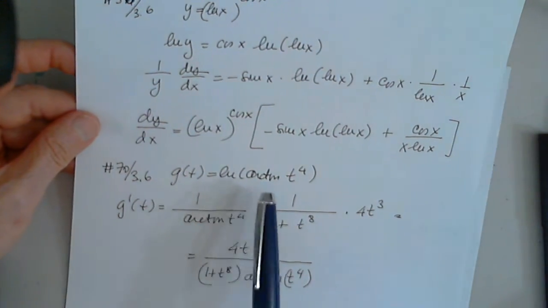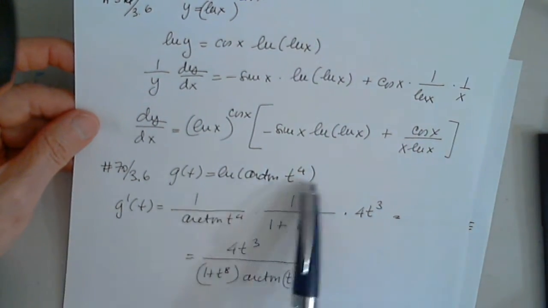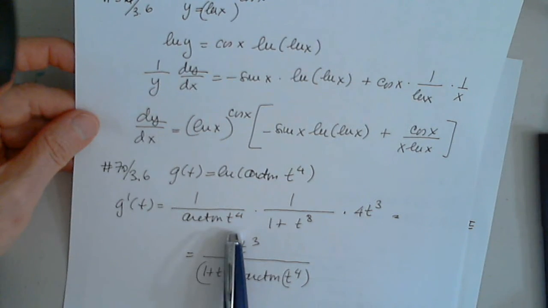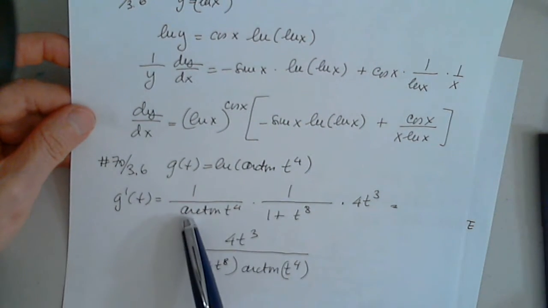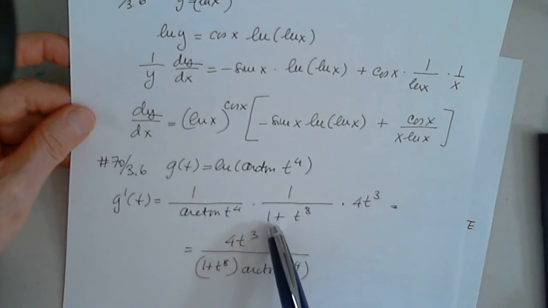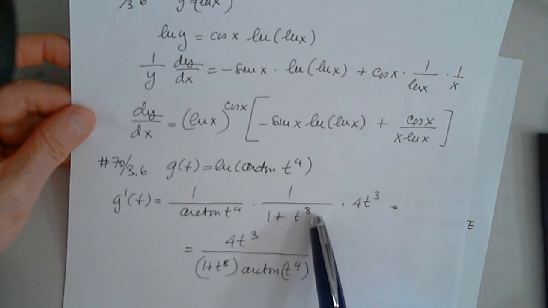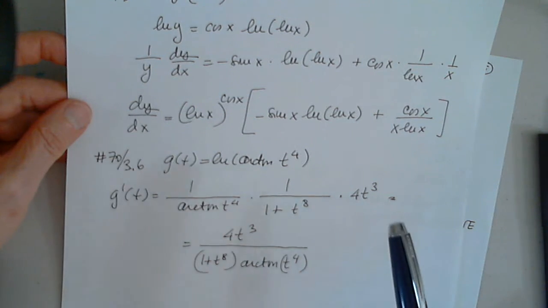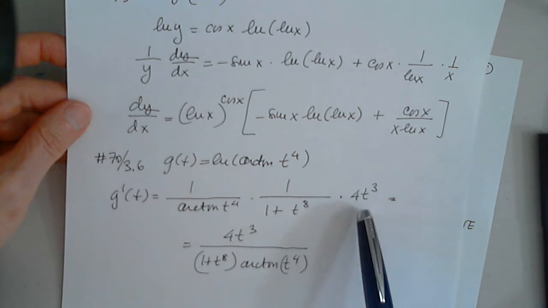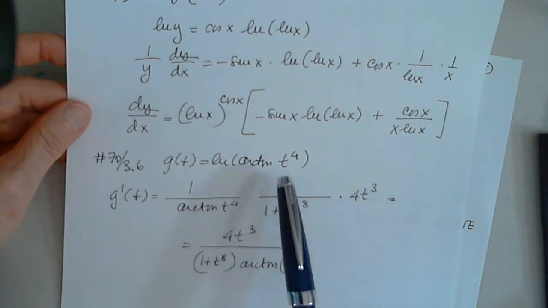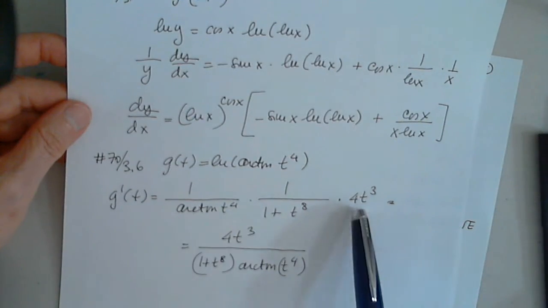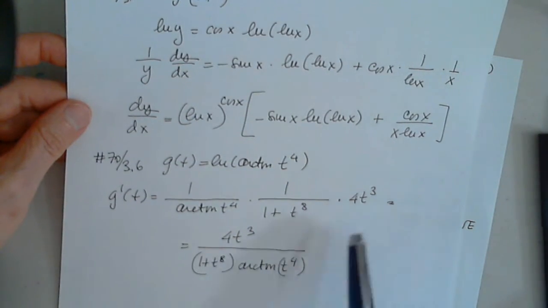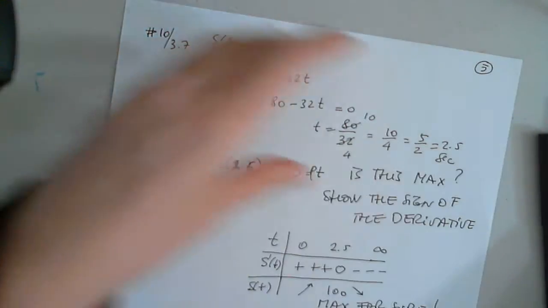Next problem, g prime: 1 over natural log, 1 over arctangent of t to the fourth, multiplied by arctangent prime, which is 1 over 1 plus the argument squared. But t to the fourth squared is t to the eighth, times the further inner, the innermost function, t to the fourth prime, which is 4t to the third, and I condensed it here.